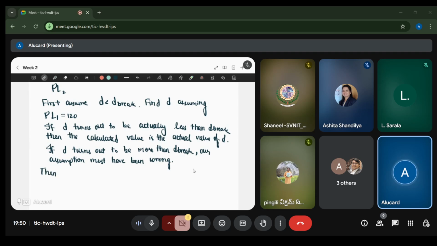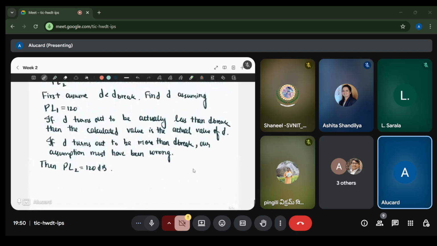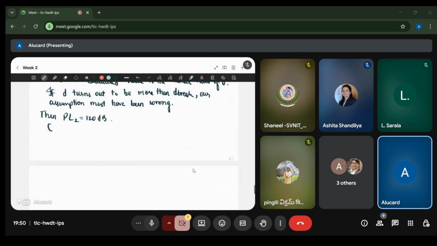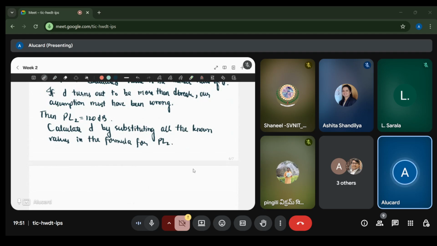Then this PL2 is equal to 120 dB. Calculate d by substituting all the known values in the formula for PL2. That's how you solve the problem.